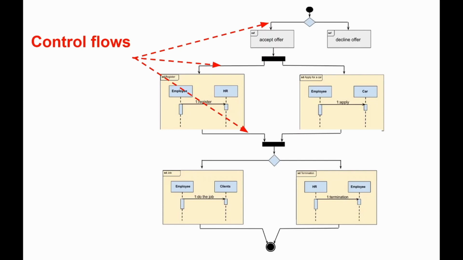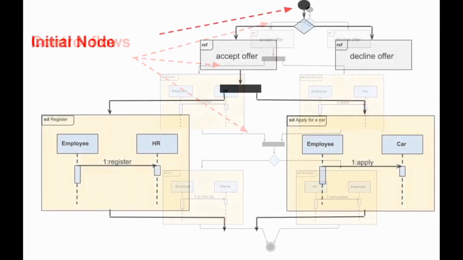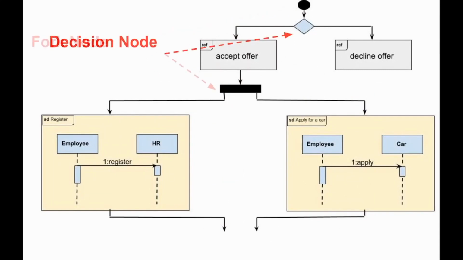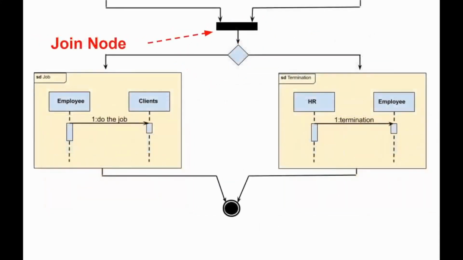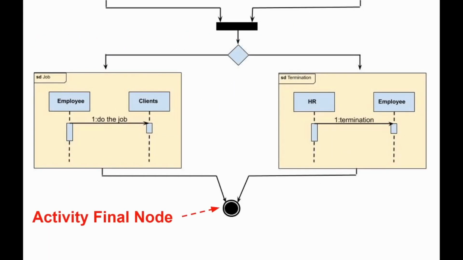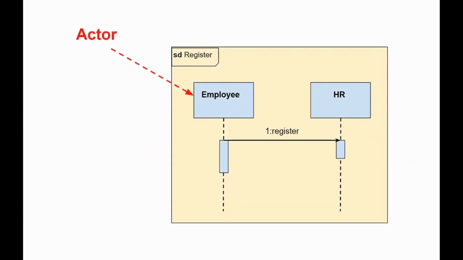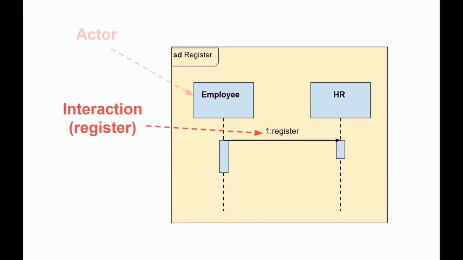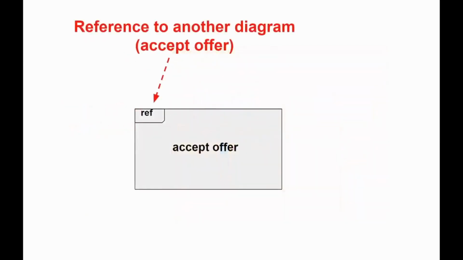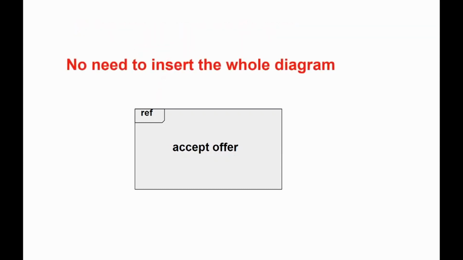Here are the main nodes used in the diagram: initial node, decision node, fork node, join node, and activity final node. There are several node types, such as interaction diagram, marked as SD, a sequence diagram of any kind. It may appear inline as an activity invocation. Reference to the interaction, marked as ref, also called interaction use. With its help, large and complex sequence diagrams can be greatly simplified. It is also common to reuse some interaction between several other interactions.